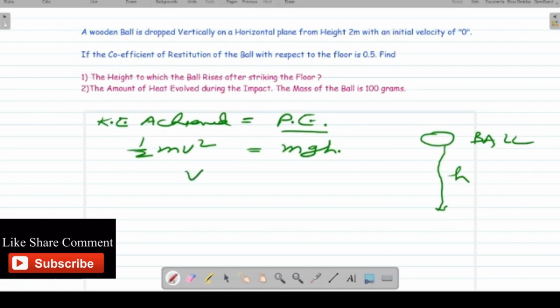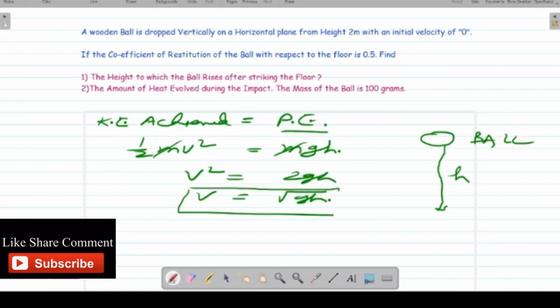And m will be cancelled out over here, and v squared can be written as 2gh, and v equals root over 2gh. We'll calculate the velocity after the strike. It will also attain some velocity v2, and from this ratio, from this formula, we come to the coefficient of restitution concept.